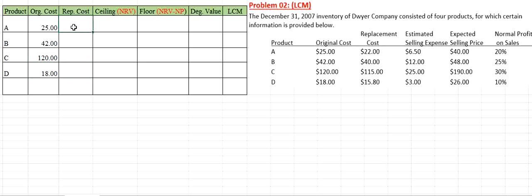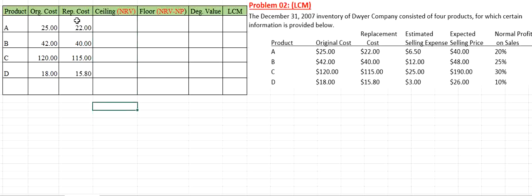Now the replacement cost is the cost which we need to pay if we want to buy it today. So the replacement cost for product A is $22. For product B it is $40. For product C it is $115, and for product D it is $15.80. This time, unlike the previous numerical, we need to calculate the net realizable value.